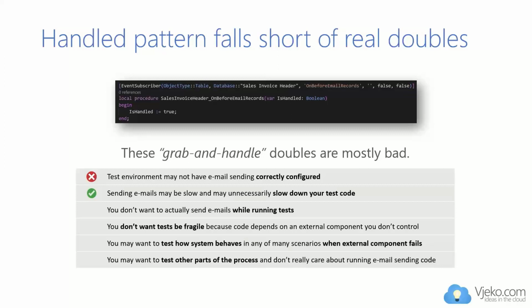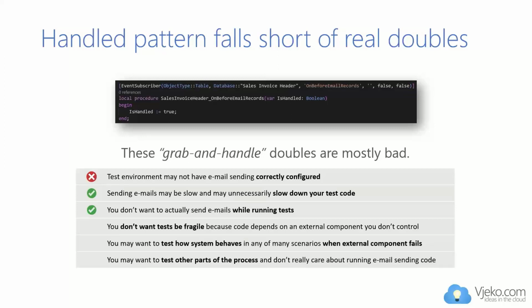So, essentially, handled true has handled that scenario. You will have fast-performing tests. Also, you do not want to actually send emails while running tests. Of course, this is also solved. There will be none sent out. But how about the next one?